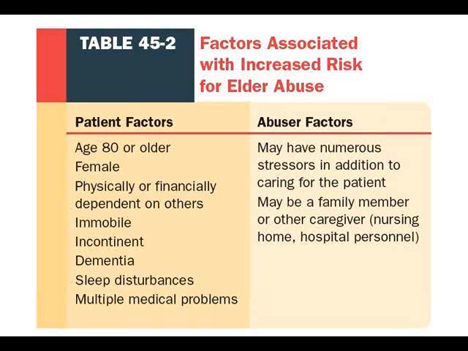There can be numerous stressors in addition to caring for the patient. Maybe the abuser is also not doing well financially. Maybe the abuser has been abused in the past. It might be a family member, and in most cases, I would say it probably is. Maybe a caregiver. This does come up from time to time, that nursing homes or hospitals or assisted living centers or whatever have an occasional case in which somebody gets abused in their facility. But it tends to be the exception rather than the rule, thankfully.